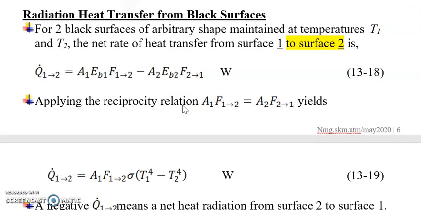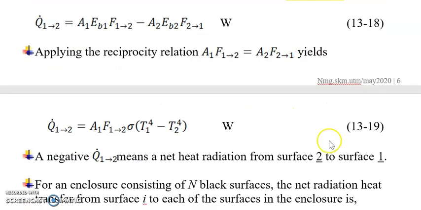Radiation heat transfer from black surfaces, ideal surfaces. For two black surfaces of arbitrary shape maintained at temperatures T1 and T2, the net rate of heat transfer from surface 1 to surface 2 is given by 13.18. Previously, when you looked at a single surface, you would have only the first term, the area multiplied by the blackbody radiation, and the view factor is just 1. Now you have interaction between two black surfaces. Applying the reciprocity relation, it will yield 13.19.